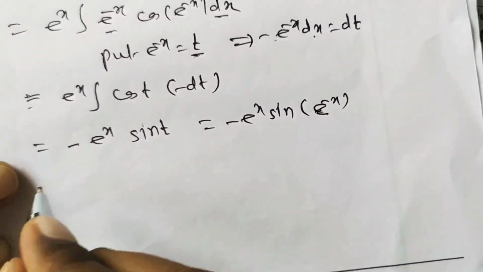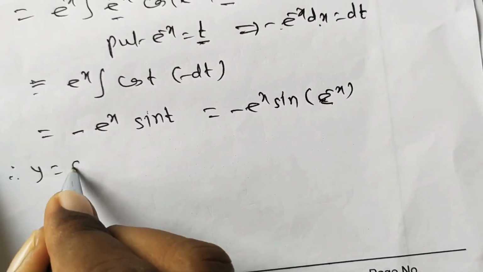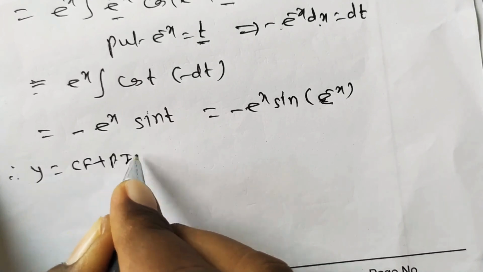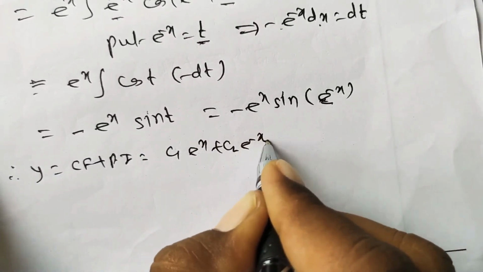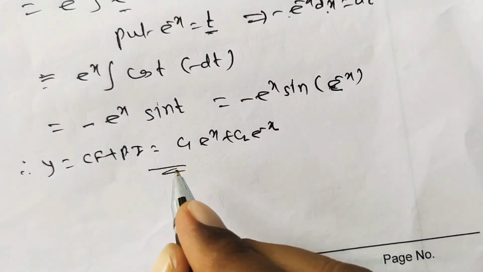So this is the P.I., and therefore the complete solution is y equal to C.F. plus P.I. Here the C.F. is c1 e raised to x plus c2 e raised to minus x. So this is the complete solution of the given problem.